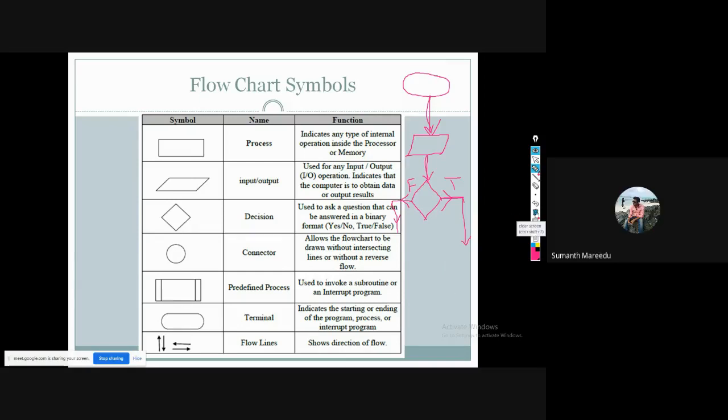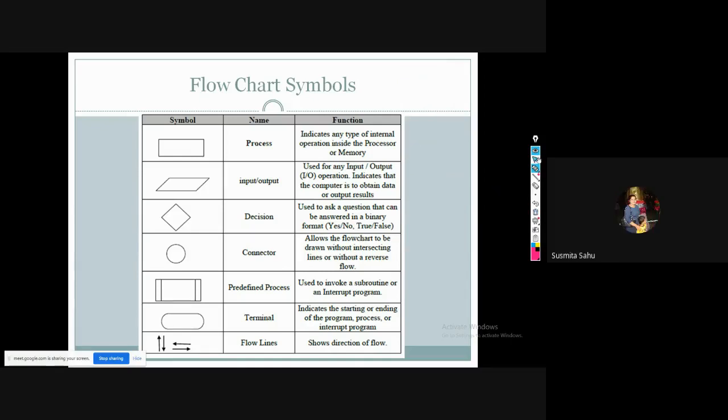Sir, can you repeat from predefined process? Predefined process, I have not discussed about predefined process. We will discuss it later. Okay, sir. That is what you can understand as of now. It is used in very rare cases actually. When we use functions or subroutines, then we'll use that. But as of now, you don't know that, so I can't explain all that now.